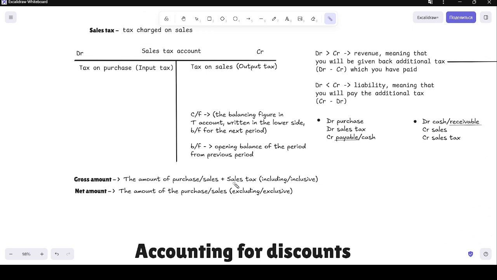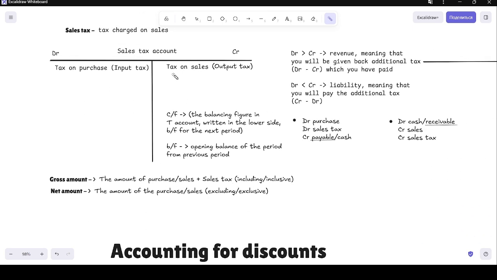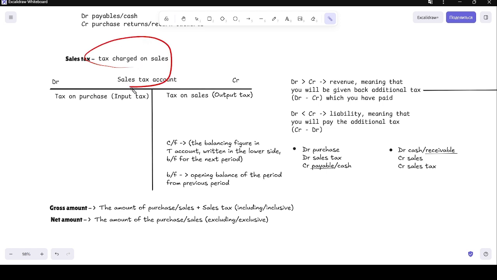Okay, let's talk about sales tax. Sales tax is the tax charged on sales, right? In real life, you may encounter this kind of situation in the UK, or for example, if you buy the pro or premium version of artificial intelligence, I mean ChatGPT or Gemini, you will also pay value added tax, right? VAT. This is called sales tax.